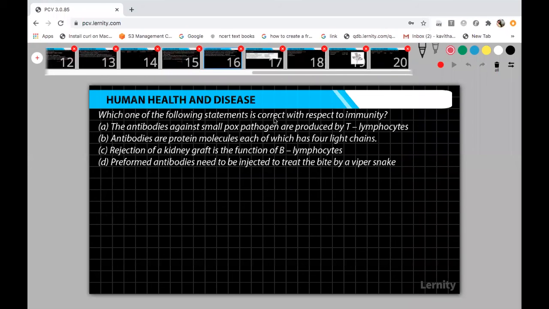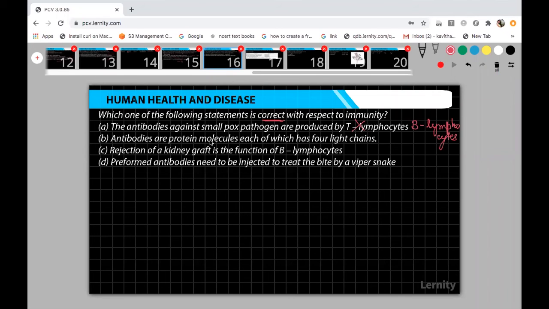Which one of the following statements is correct with respect to immunity? We have to select the correct one. The antibodies against smallpox pathogen are produced by T lymphocytes. Will T lymphocytes produce the antibodies? No, it is B lymphocytes. That's why the immunity is called antibody mediated immunity. T lymphocytes will not produce the antibodies. Okay, they are involved in graft rejection.